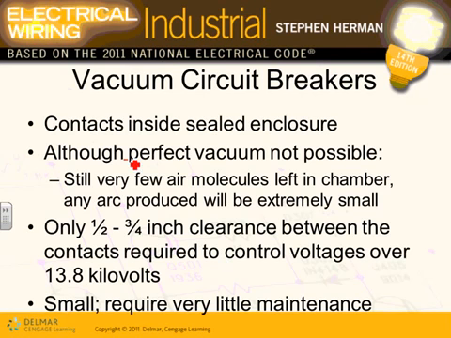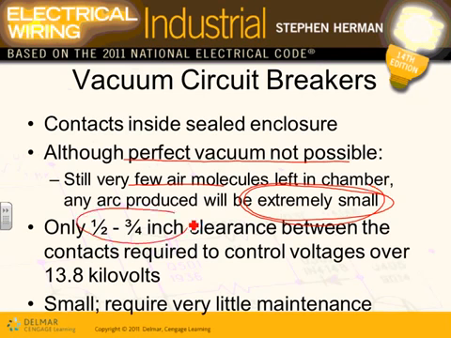So, contacts inside a sealed enclosure. A perfect vacuum is impossible, but you get very close. There are still very, very few particles of air, but it minimizes, guys, the air in the chamber. Any arc produced will be extremely small. Because of the very, very small amount of air in the chamber, you can have the arc very, very small. A half to three-quarters of an inch clearance between the contacts gets you smaller circuit breakers, guys, with smaller contacts.